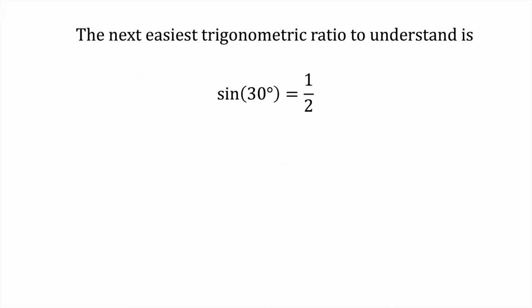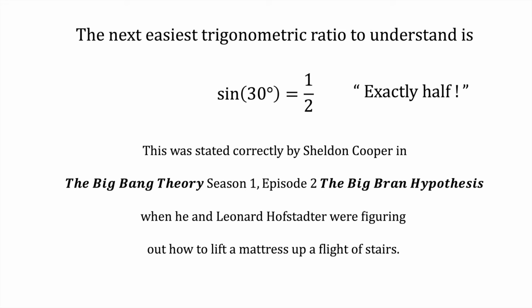The next easiest trigonometric ratio to understand is the sine of 30 degrees equals a half. Exactly half. This was correctly stated by Sheldon Cooper in The Big Bang Theory, Season 1, Episode 2, The Big Brown Hypothesis, when he and Leonard were figuring out how to lift a mattress up a flight of stairs.